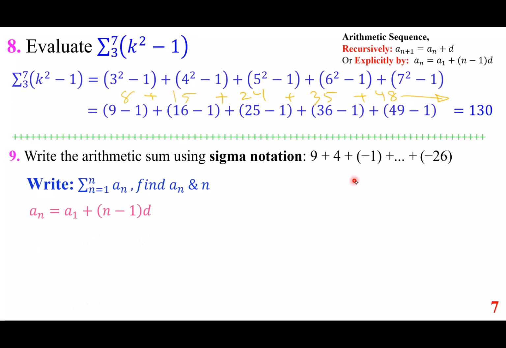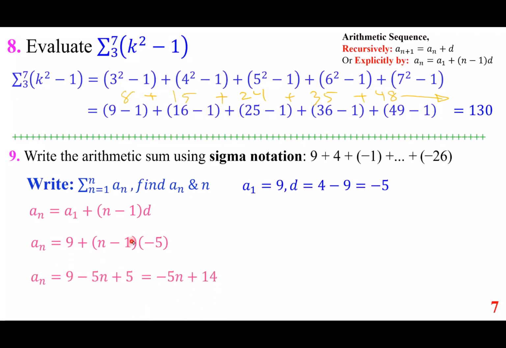So this is the general format. This is the first term, and this is the constant distance. Let's plug in. Replace the a sub 1 with 9, n minus 1, and replace the d with -5. So this is 9, let's distribute. This is -5n plus 5, and of course, -5n plus 14. That's your a sub n. So we got a sub n.